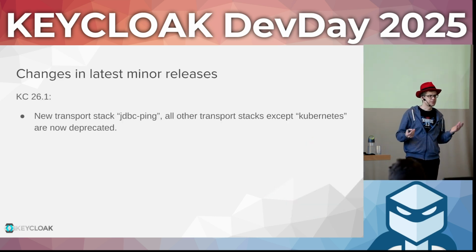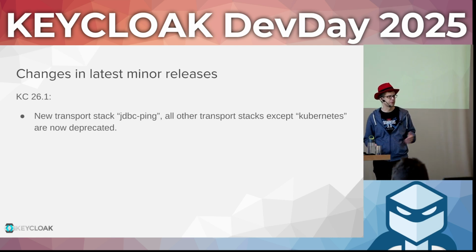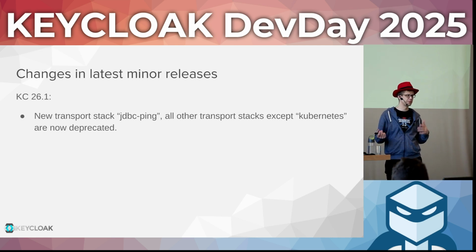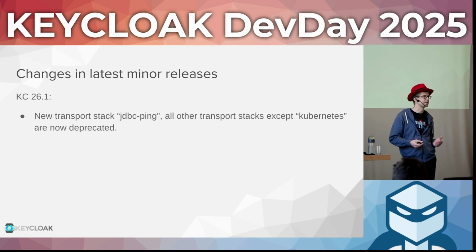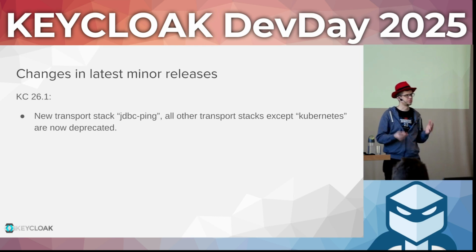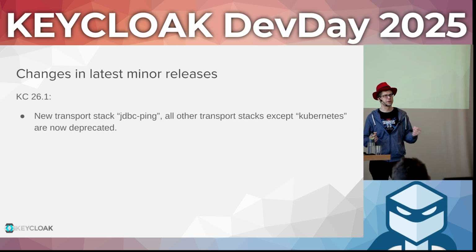So one of the latest changes in the minor releases, for example in 26.1, we added a new transport stack, JDBC ping, and all other transport stacks except Kubernetes are now deprecated. Why did we do that? Because EC2 ping and other things were too painful for some of our users. So we said, let's get JDBC ping right and make it work for everyone in all the environments.